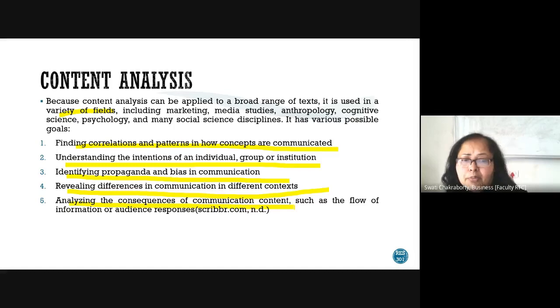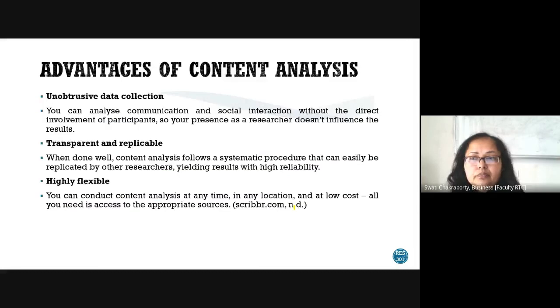So, first is to find the relationships amongst the concepts and the patterns, with regards to how these concepts are communicated. You need to understand the intention of the group under study, identify the propaganda and the bias when communication is happening, the differences in communication in different contexts, and the consequences of the communication content, right? Such as flow of information, or the audience responses.